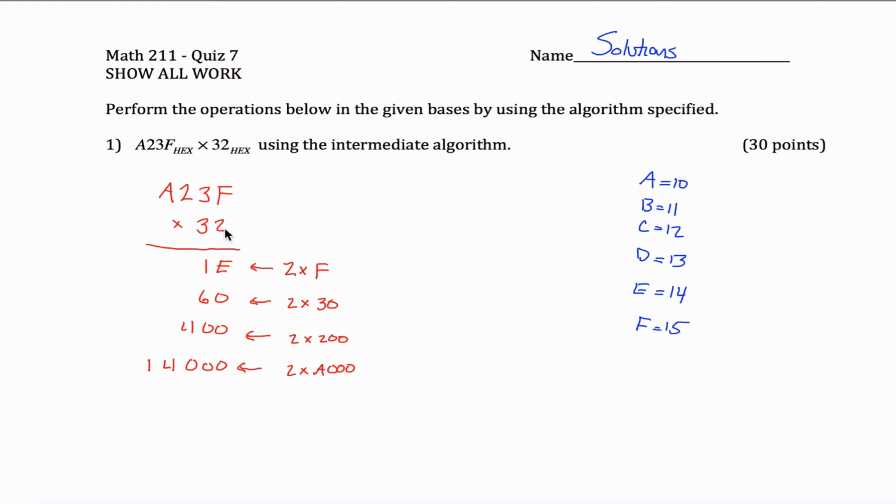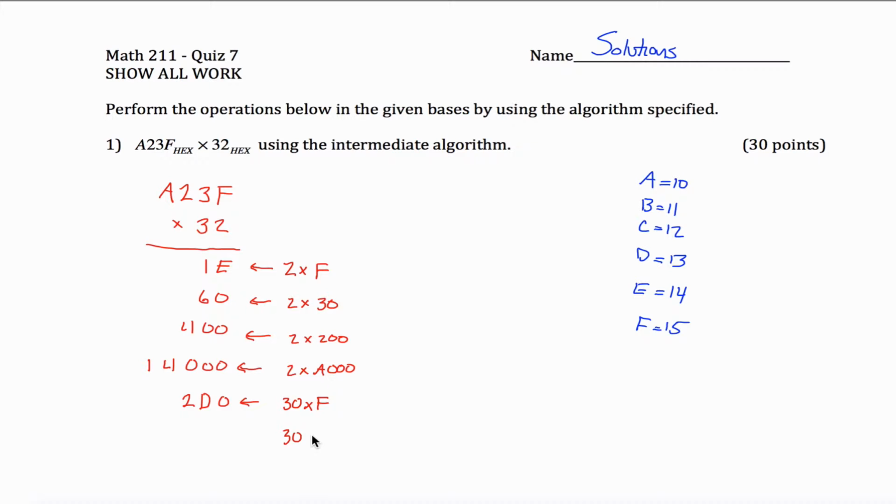And now I want to do the same thing, except instead of multiplying 2 times each digit up here, I want to multiply 30 times each digit up here. So I'll do 30 times F. Well, it ends in a 0, so there's that 0. 3 times F is 15, so 3 times 15 is 45. And 45 in base 16 is 2 groups of 16. That's 32 of the 45, which leaves me with 13 more. And the way I write 13 is with a D.